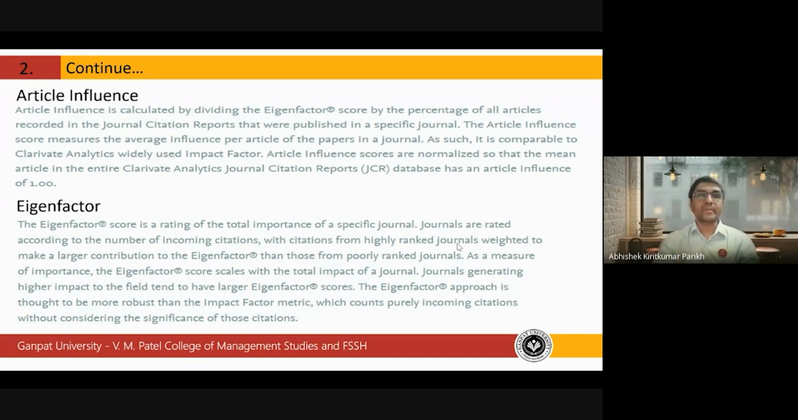And then you may be able to measure your article influence. So the article influence and Eigen factor very precisely give the idea about the impact of your overall research. Because if your overall research is impactful, it will definitely be cited by the higher ranked journals. Otherwise, no. Is it clear to all?